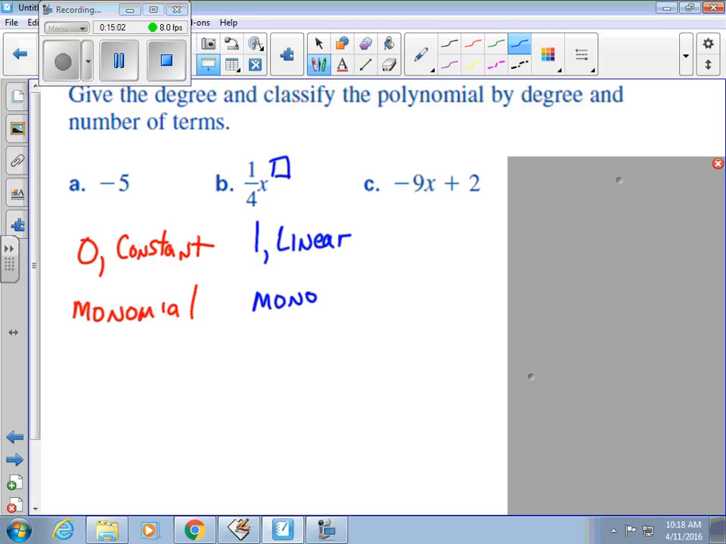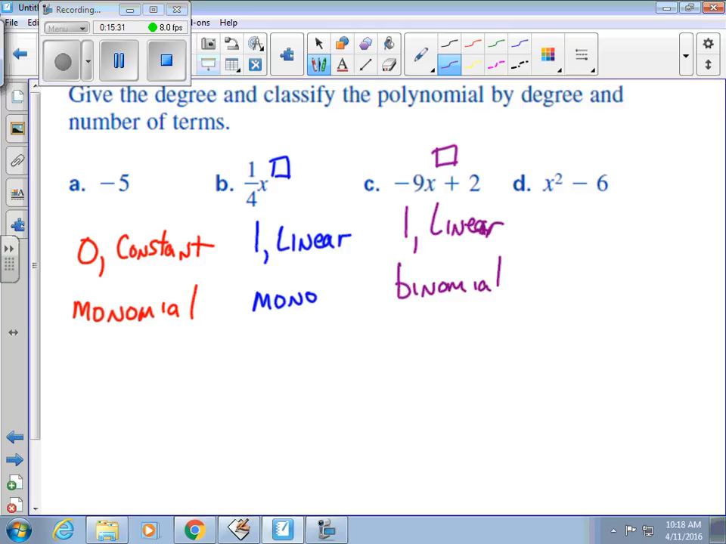Okay, what's the biggest exponent? What's its degree? 1. So again, its degree is 1. So something to the first power is considered what? Again, linear, just like the last one. This one's linear. But how many terms do we classify it as? There's 2 of them. Binomial for this one. And then what about this last one?